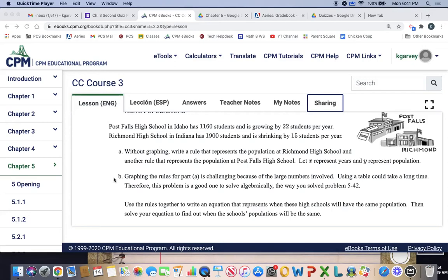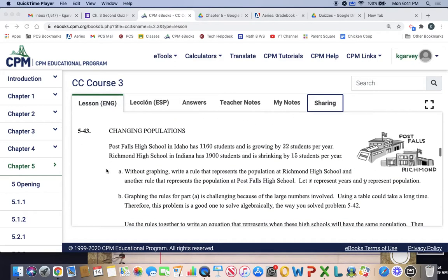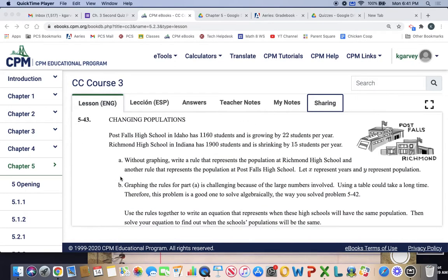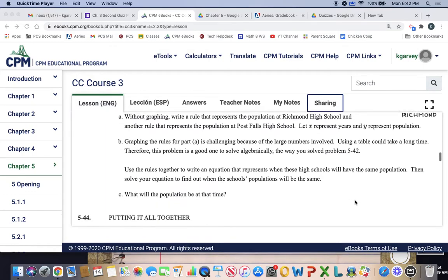We're going to do B in problem 5-43. Graphing the rules for part A is challenging because of the large numbers involved. Using a table could take a long time. Therefore, this problem is a good one to solve algebraically, the way you solved the problem in 5-42.